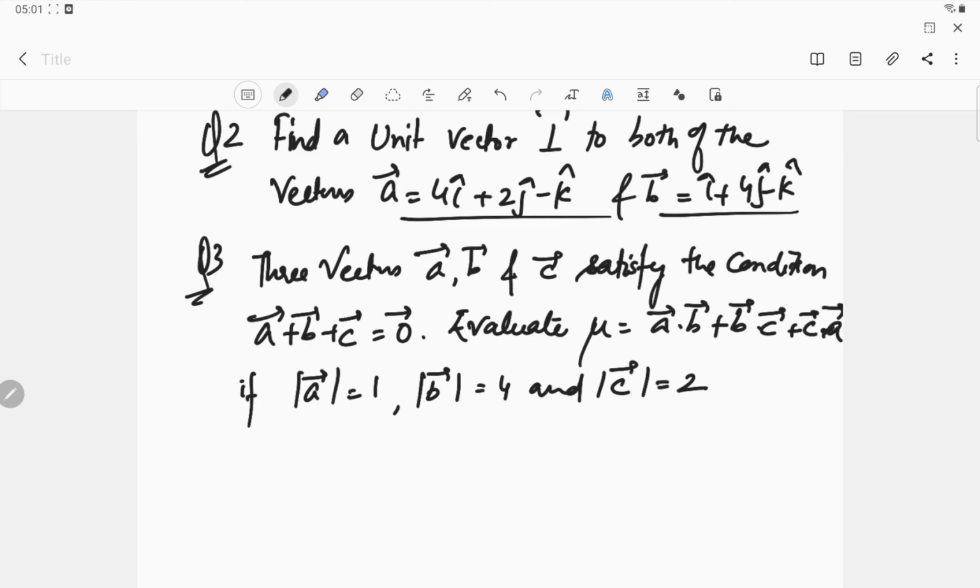So this is another question which involves the dot product. You need to find the quantity mu, which is a dot b plus b dot c plus c dot a. That means somewhere you are going to utilize the dot product and its properties. So its answer, I'm also telling you the answer that you are going to get. The value for mu is going to be minus of 21 upon 2. So you can practice these questions on your own, and you can match up with your answers.